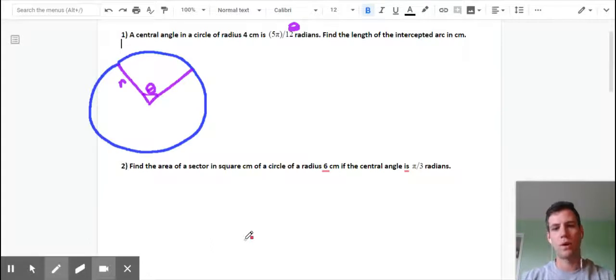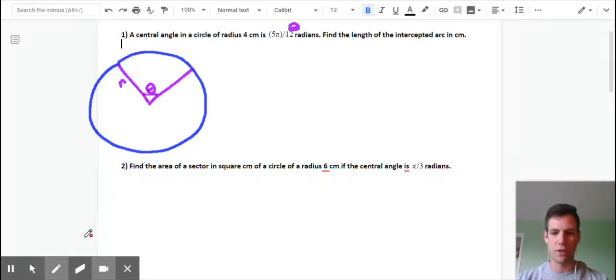In number one on these examples, we're moving into using radians in some arc length and sector area problems. In number one, a central angle in a circle of radius 4 centimeters is 5 pi over 12 radians. Find the length of the intercepted arc in centimeters. So our r is 4 centimeters right here. Our angle right here is 5 pi over 12 radians, which is a little bit less than 90 degrees.